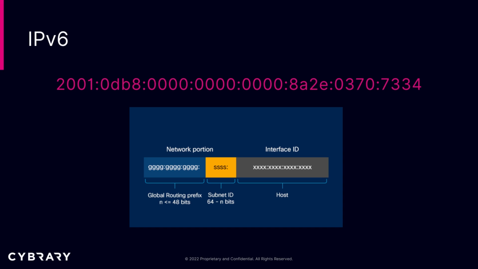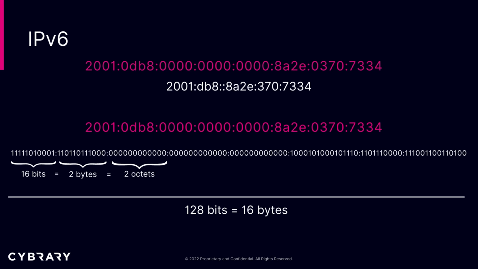Now, just like we did IPv4, let's look at IPv6 in that format. IPv6 broken out in binary is what you have here. And as you can see, it's quite a long number. 128 bits equals 16 bytes.